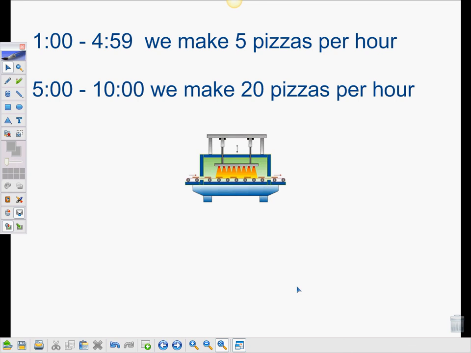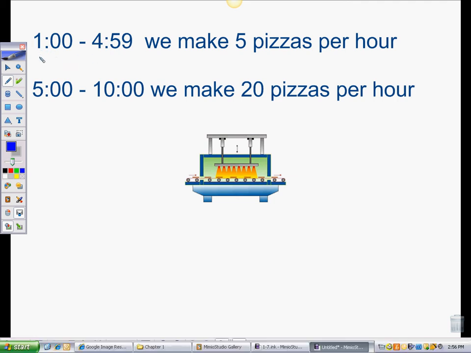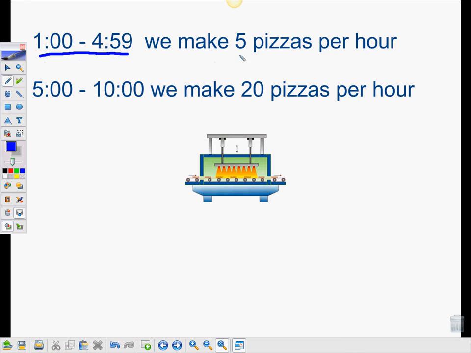Let's say I'm working at a pizza shop and we have a few rules that dictate how many pizzas we make per hour. And those rules have to do with what time it is. So for instance, if the time is between 1 o'clock and 4:59, then we're going to make 5 pizzas per hour. If the time is between 5 o'clock and 10 o'clock, we make 20 pizzas per hour. Now this is a very real situation. A shop wouldn't want to make more pizzas than necessary, but when, say, the dinner rush hits, they have to increase the amount of pizzas that they make.